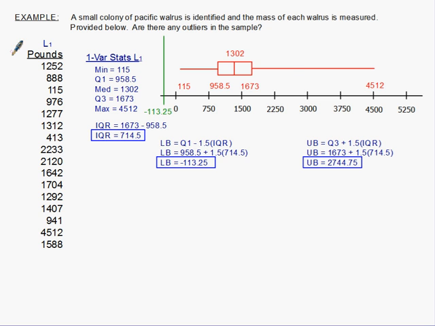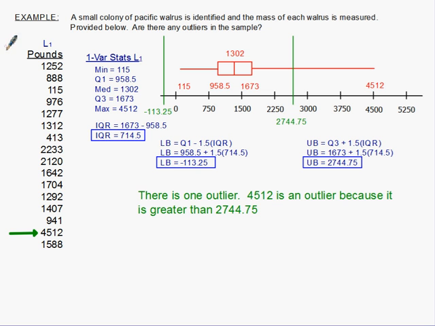So here's our lower boundary, here's our upper boundary. Clearly there's at least one number, at least the maximum. Maybe there are some other numbers in here. It's a little hard to tell, so you actually have to scan down. You can sort it, and that helps in identifying all the numbers that are greater than 2,744.75. In this case, there is only one, which is this 4,512, just like we identified before.